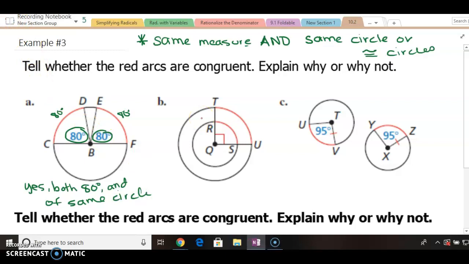All right, so B. If I look at these, this is a right angle. So this arc RS is 90 degrees and TU is 90 degrees. So yes, they have the same measure, but they are not of the same circle. They're two different circles, and these circles sure are not congruent. So these arcs would not be congruent arcs. I'm going to write same measure, but not congruent circles.